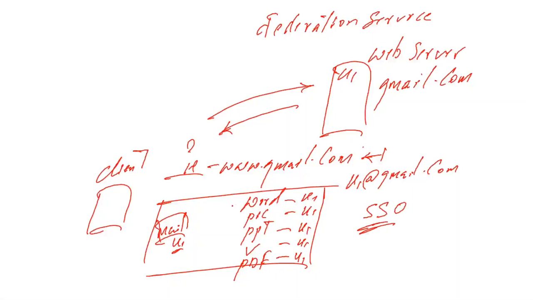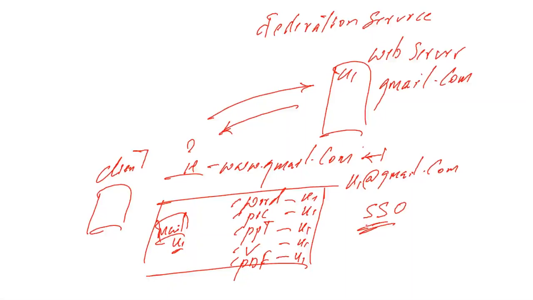But whenever we are accessing the Word file, PPT file, PDF file, picture file, video file, my server should automatically give authentication, right? I want this page to be authenticated. This page should be restricted with the name and password. But we don't want to type the name and password multiple times. Only one time we want to type the name and password.